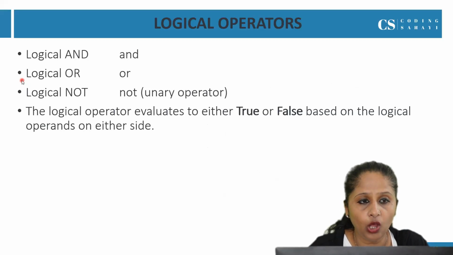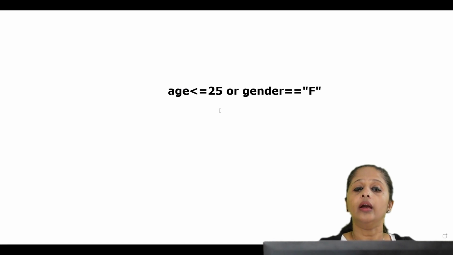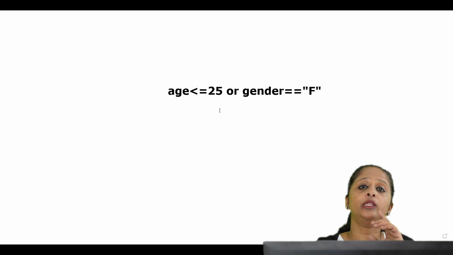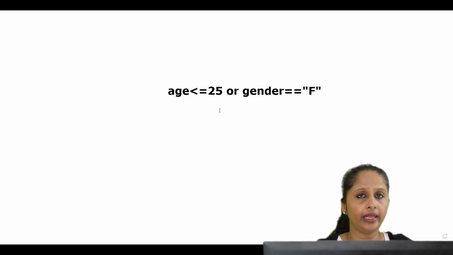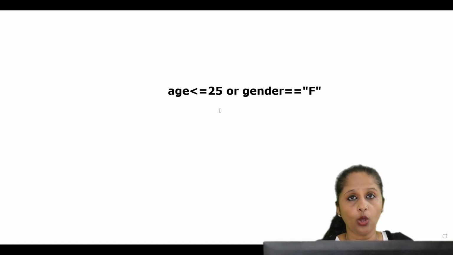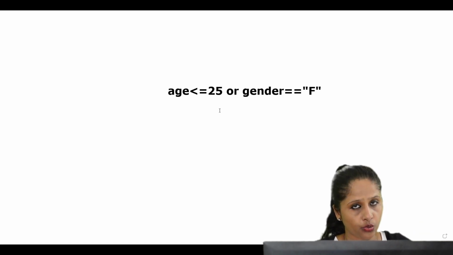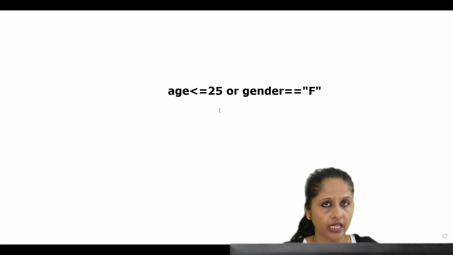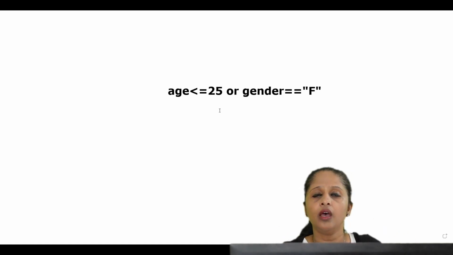So next we have logical OR. It is represented by OR, in small letters. In case of OR, both the conditions should be true or either one condition should be true, then the OR condition is satisfied. That is, if both the conditions are true, it returns true. If either one condition is true, it returns true. If both the conditions are false, then it returns false. So let's see some examples.